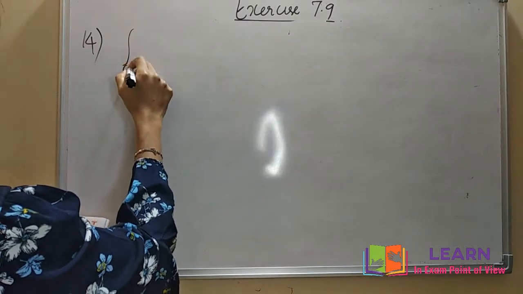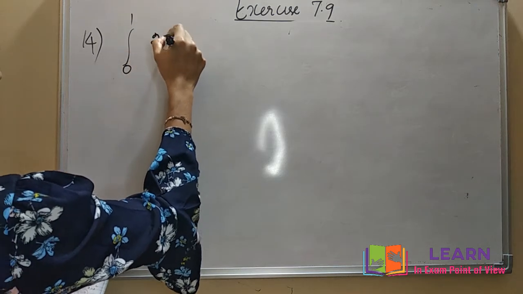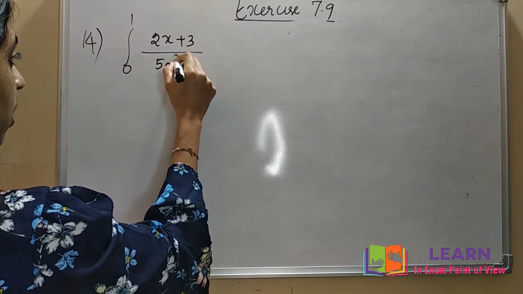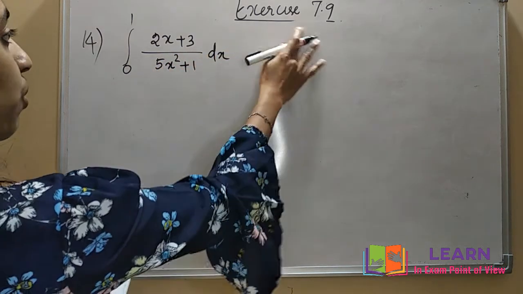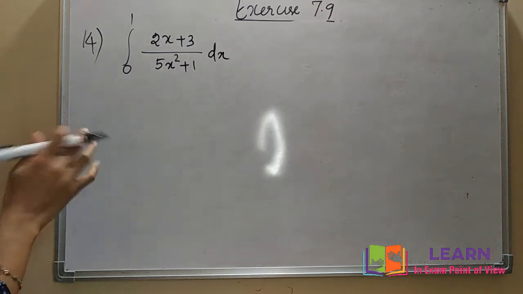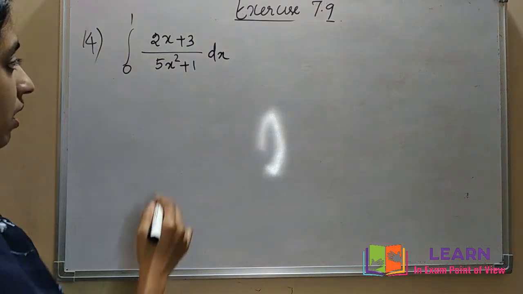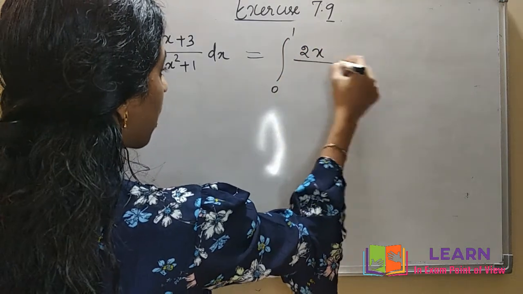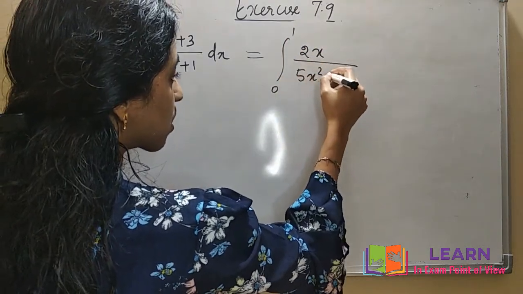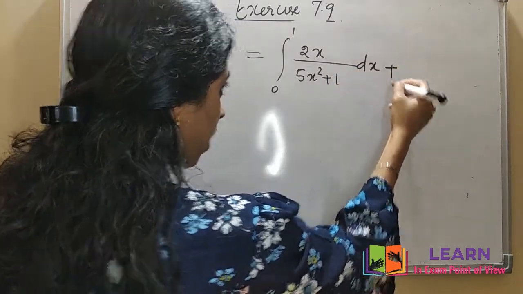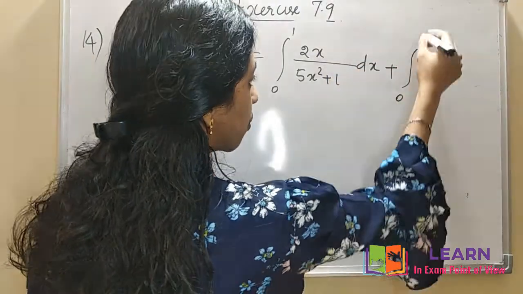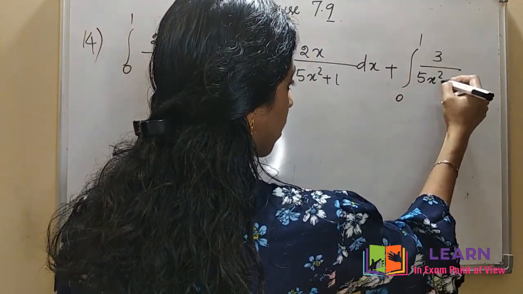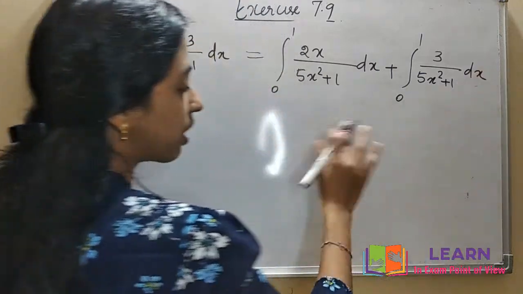It is given as integral 0 to 1, 2x plus 3 by 5x square plus 1 dx. So how are we going to integrate this? It's good to split it and integrate, right? That is integral 0 to 1 2x by 5x square plus 1 dx, one term, plus integral 0 to 1, next term, 3 by 5x square plus 1 dx. We have split it up.